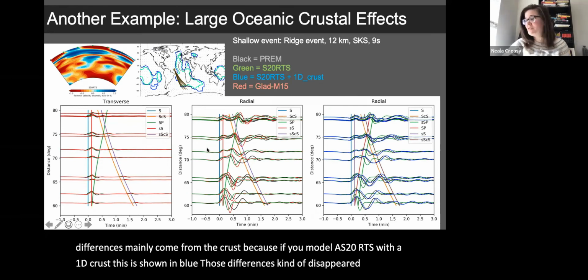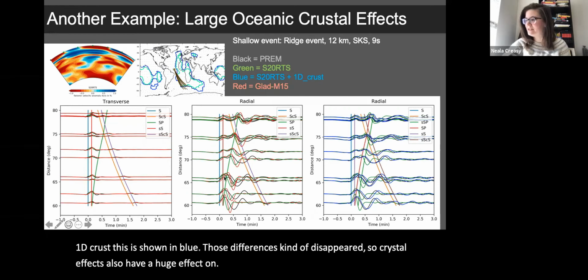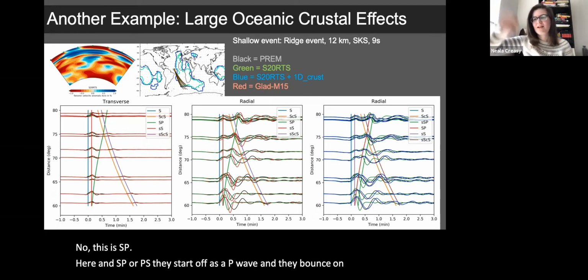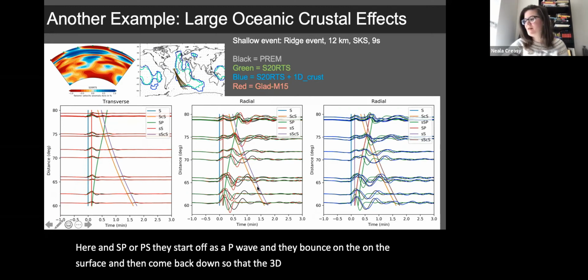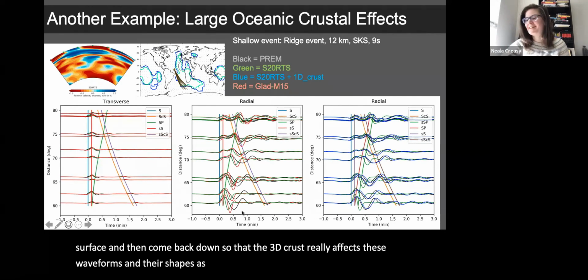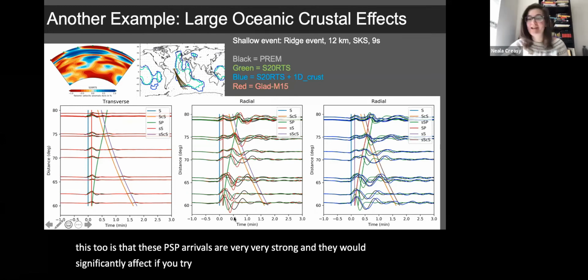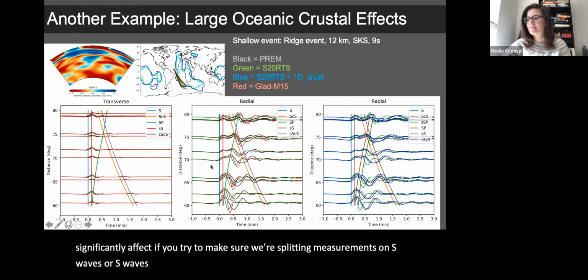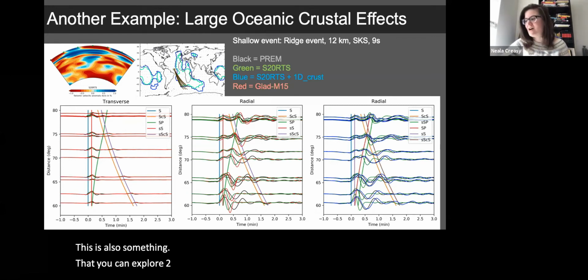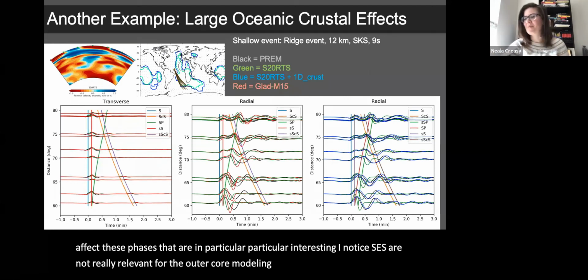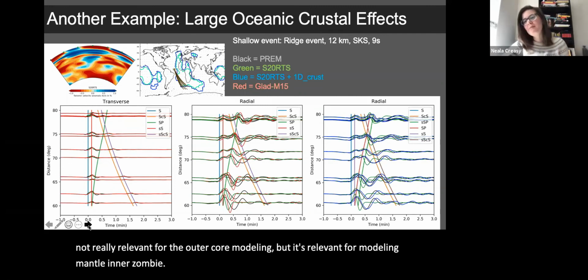So crustal effects also have a huge effect on, this is SP here. SP or PS, they start off as a P wave and then they bounce on the surface and come back down. So the 3D crust really affects these waveforms and their shapes. Ultimately, what's really striking is that these PS and SP arrivals are very strong, and they would significantly affect shear wave splitting measurements on S waves or SCS waves. So this is also something you can explore, other incoming phases and how much they would affect these phases that are of particular interest for shear wave splitting. I know S and SCS are not really relevant for the outer core modeling, but it's relevant for modeling mantle anisotropy.